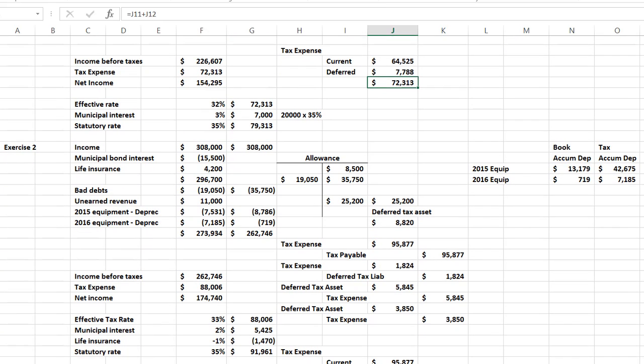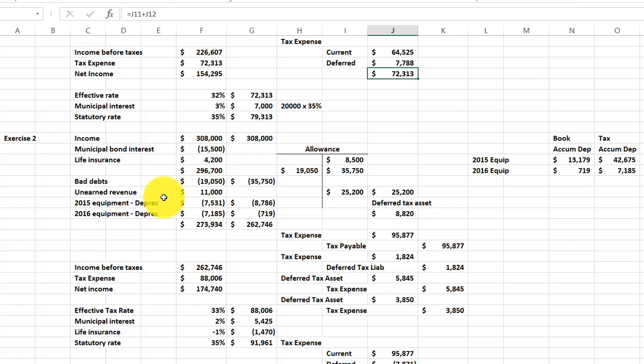Okay. Moving to the next year, some of the same things, starting with some points where things are in common, but the interest and life insurance were included here. So we need to take them out to put them on the tax return. When we go to put it on the tax return, we take those items out. Municipal interest, we pull out. Life insurance, we add back, because that would have been an expense that we're going to add back. And then we do the bad debts the same way. This is the write-offs. This is the estimate, just like it shows here in our T account for the allowance.